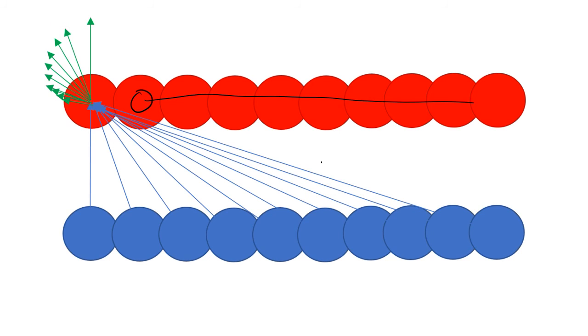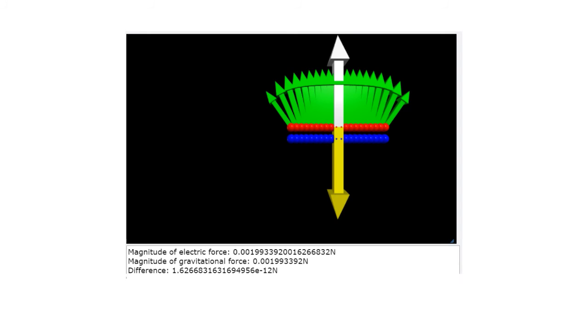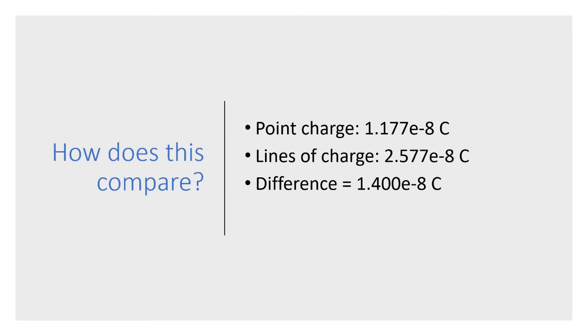Along the way, the code creates arrows to represent the different electric forces, and by the end, it has a total electric force for the upper piece of tape, which is then displayed and compared with the force from gravity. The initial charge approximation can be adjusted until the two forces are equal to each other in magnitude. When this is done and the initial values for length, mass, and separation are inputted into the code, a charge of 2.577e-8 coulombs was determined to be on the upper tapes.